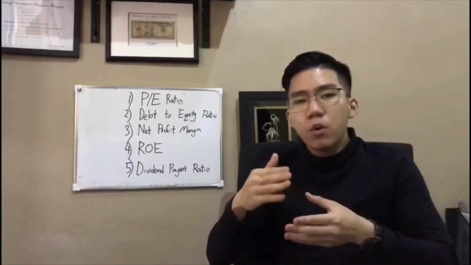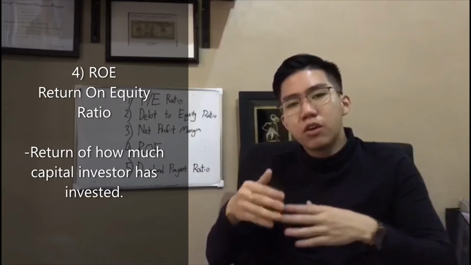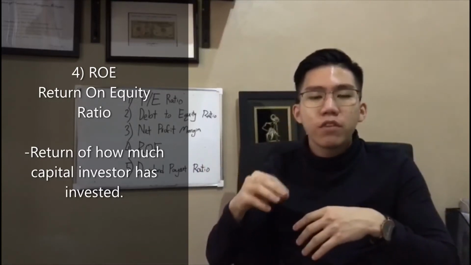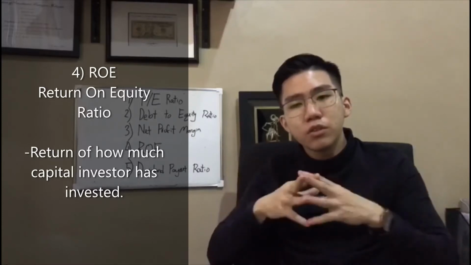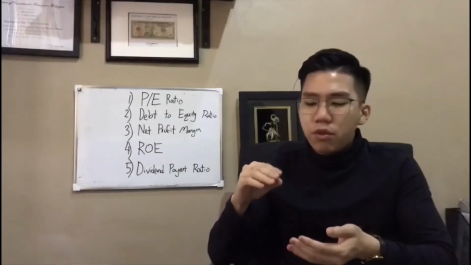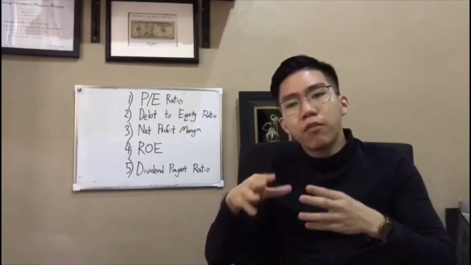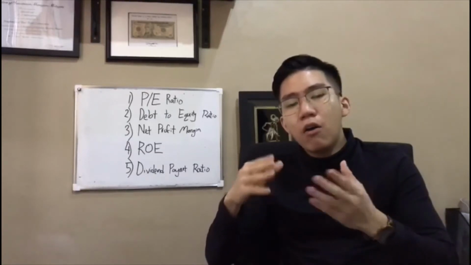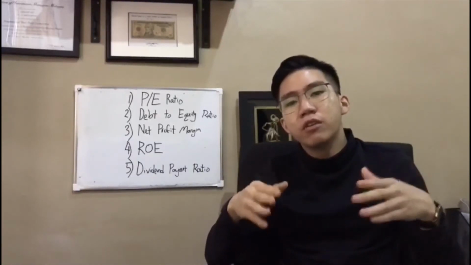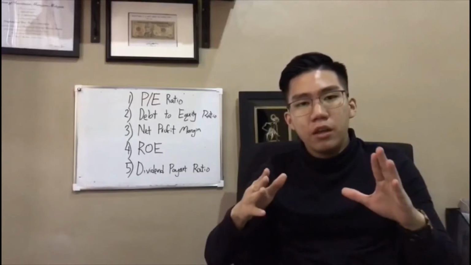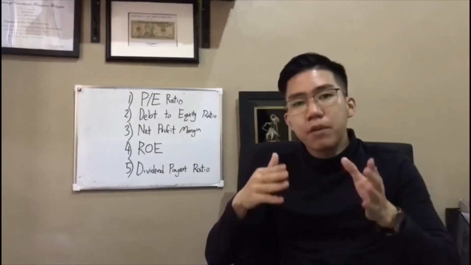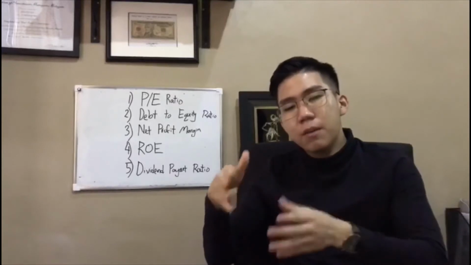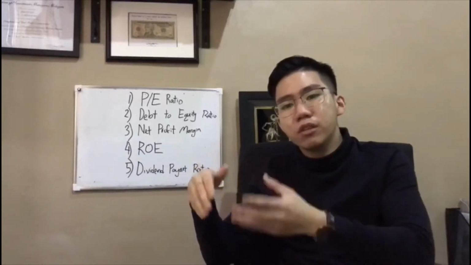And the fourth one is ROE, the return on equity ratio. It is one of the most important ways to determine the profitability of a company that you want to invest in. The ROE reveals how much the company profits in comparison to how much capital the investor or shareholder has put in. In a simple version, it reveals how much profit a company earns with the investors' or shareholders' money.